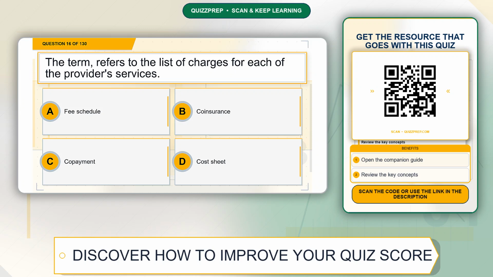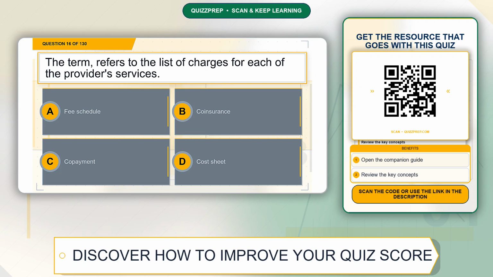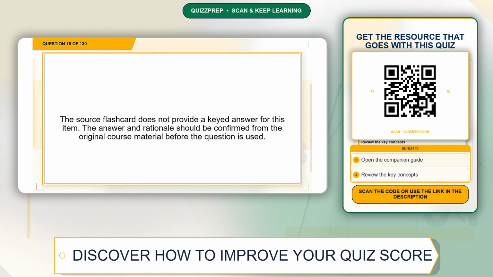Question 16. The term refers to the list of charges for each of the provider's services. Option A, fee schedule. Option B, coinsurance. Option C, copayment. Option D, cost sheet. The correct answer is not shown. Explanation: the source flashcard does not provide a keyed answer for this item. The answer and rationale should be confirmed from the original course material before the question is used.